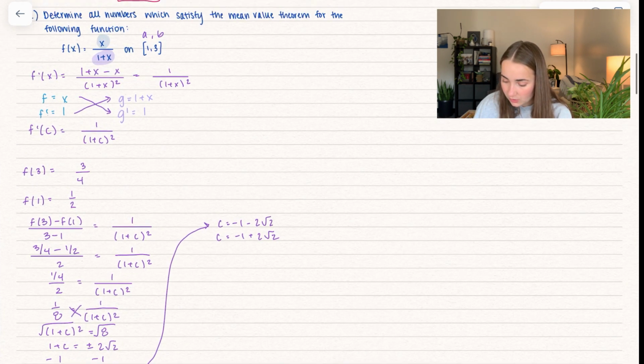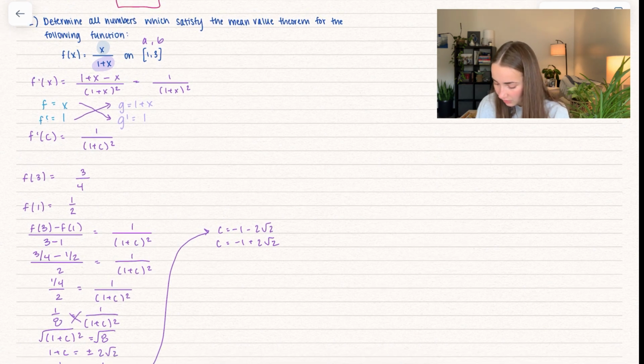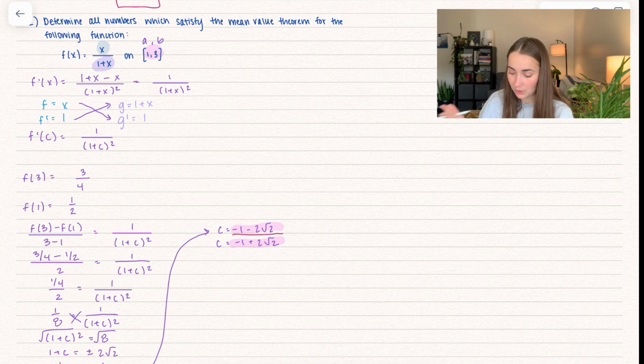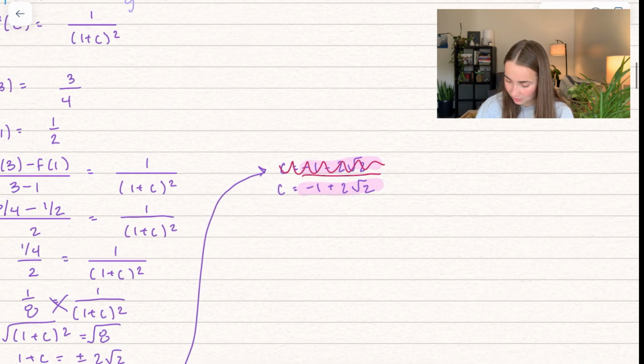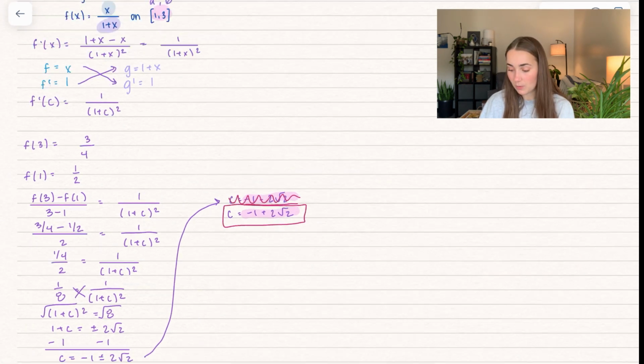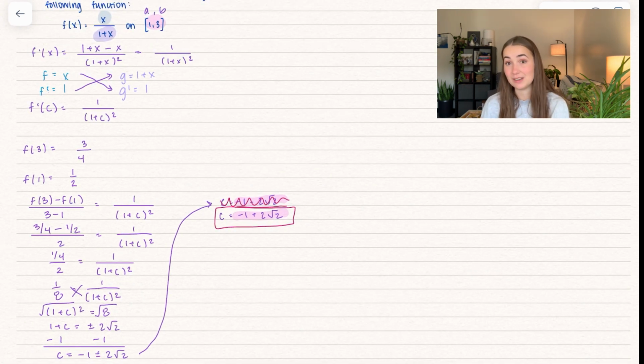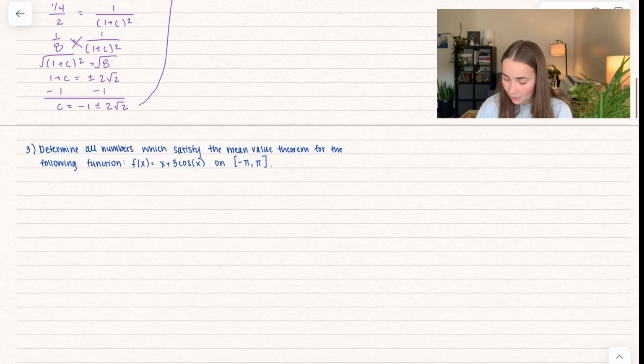So again, what we need to do is make sure that these are actually in our interval. So we have two values, and we want to make sure they're between 1 and 3. One of them I can already tell is not going to be between 1 and 3, and that's because this one right here is going to be very negative. We have negative 1 minus that whole thing, which means we get to ignore it. Our other one is going to be negative 1 plus 2 root 2, which is going to be in our interval, and so this is going to be our only solution. So always make sure that we go back and check the interval, because that could result in an incorrect answer if we don't. Okay, we got one more here.